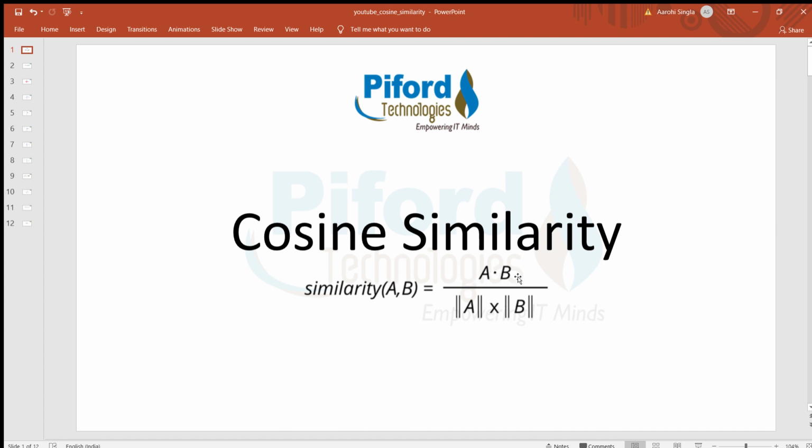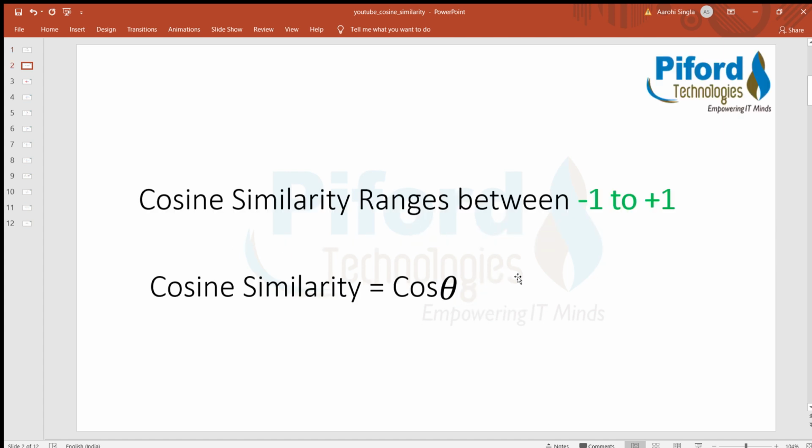So basically, the value you get after calculating this formula is between -1 and +1, meaning the output will always lie between -1 and +1. How? I'll show you in the next slide. And one more thing you need to know is that cosine similarity means cos theta. We calculate cos theta and we get the cosine similarity value.